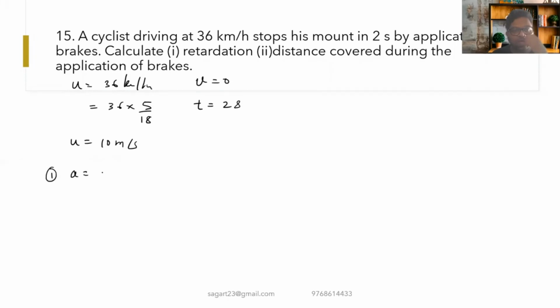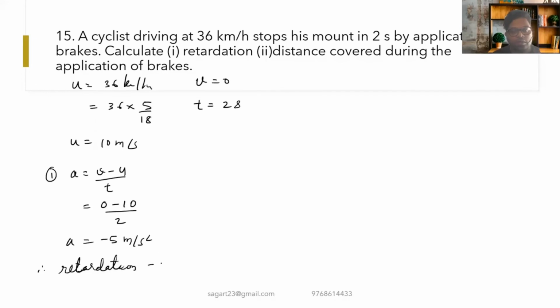So a is (v minus u) upon t, (0 minus 10) upon 2, minus 5 meter per second square. So retardation is equal to 5 meter per second square. That is the first answer.